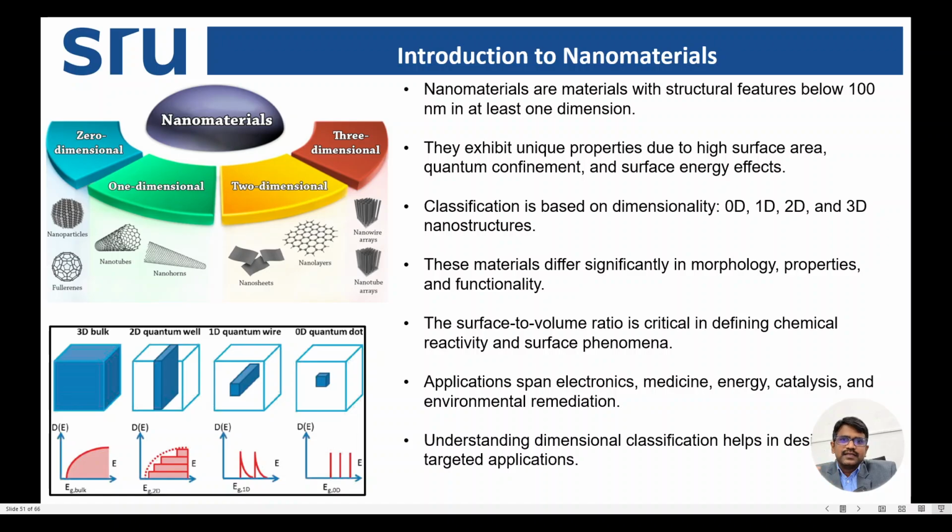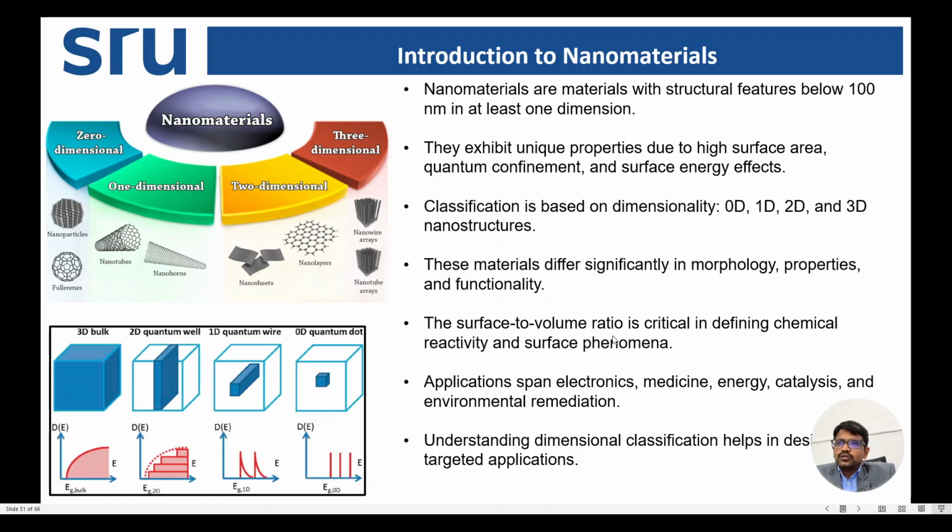All materials are not suitable for your end application. Based on your requirement and the application demand, you need to select a proper dimensionality nanomaterial which offers the required surface area. That's why you need to understand the properties of different kinds of nanomaterials. So that is what it means. These materials differ significantly in morphology, properties, and functionality.